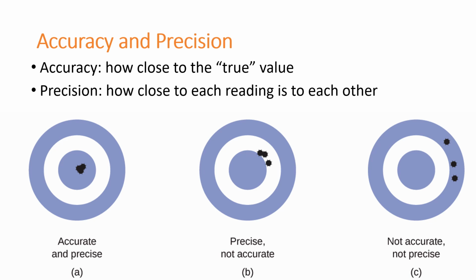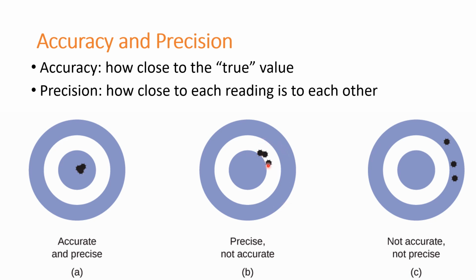So there are two terms that we use to describe our measurements, and those are accurate and precise. Accuracy has to do with how close to the true value something is, whereas precision has to do with how close your data readings are to each other. When something is both accurate and precise, let's say you have 3 data points, they're going to be very close to each other and they're going to hit the target. Essentially they're going to be very close to the true value.